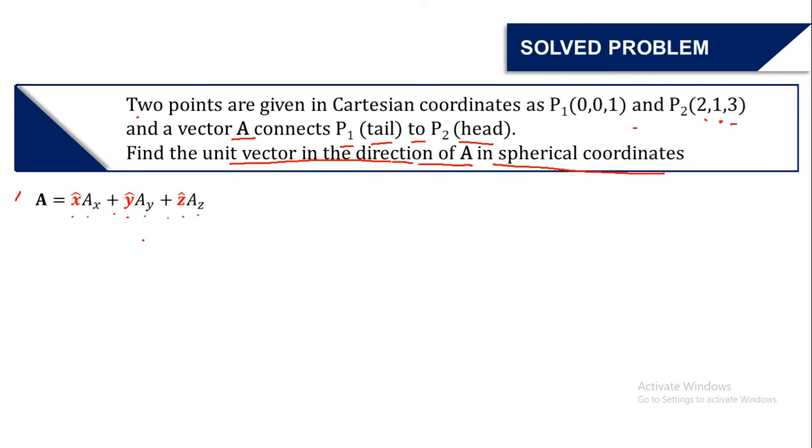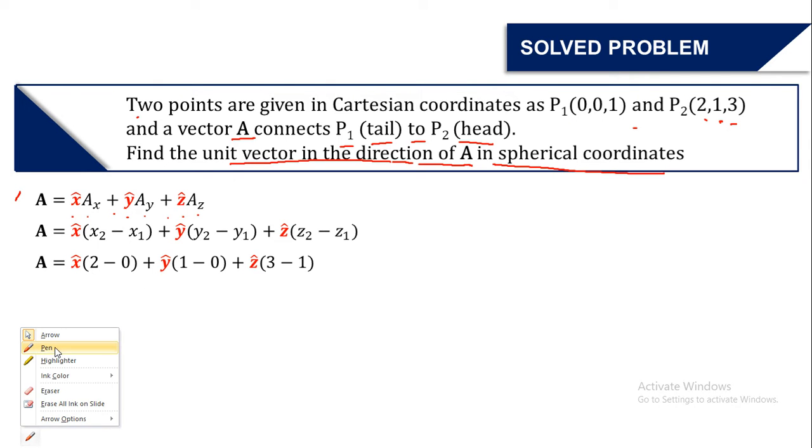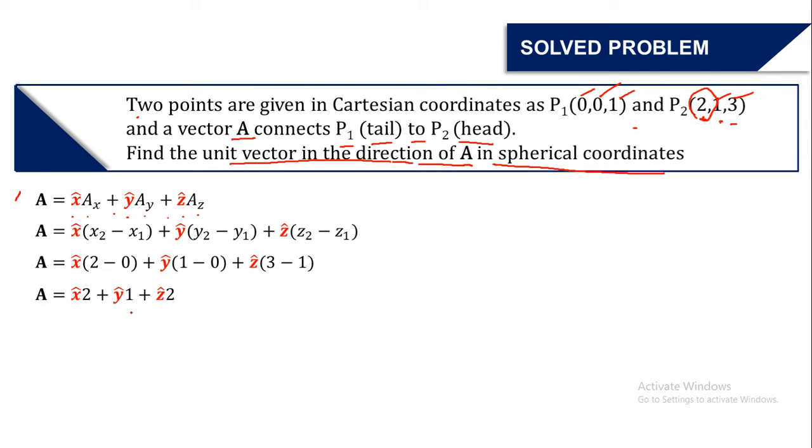So, when we have two points, pwede natin magamit yan to give scalar components dun sa ating vector A, di ba? So, ang gagawin lang natin dyan is subtract natin yung scalar components, sa x, yung sa y, at z ganun din. So, ang nangyari is ganito. Sa x hat, we have 2 minus 0. Then sa y naman, we have 1 minus 0. Z, we have 3 minus 1. So, to simplify, yung vector natin is vector A, x hat 2 plus y hat 1 plus z hat 2.